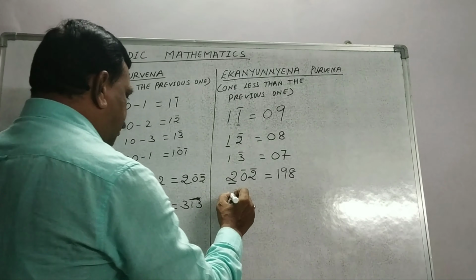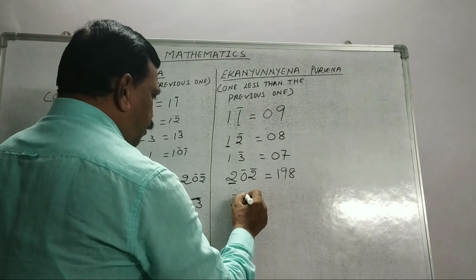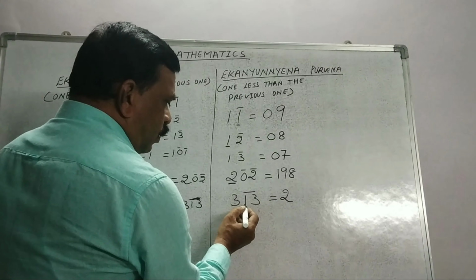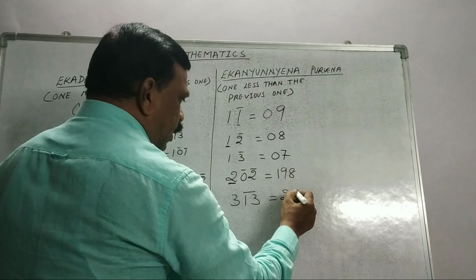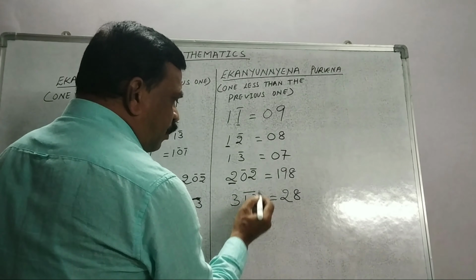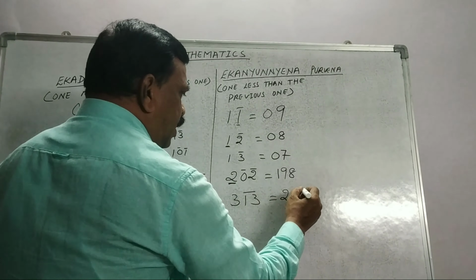Now see the next number, 3, 1 bar 3. So 1 less than the previous one, Ekanyunena Purvena. 1 less than 3, that means 3 minus 1, 2. 9 minus 1, 8. 10 minus 3, 7. 287. So these are the two important formulae which we use in many calculations to do problems very fast.